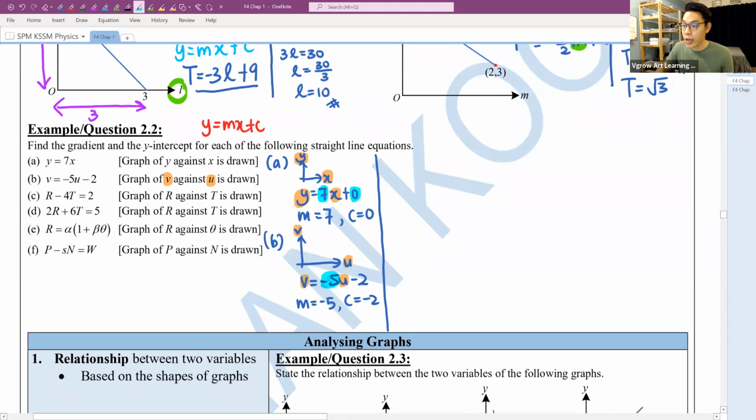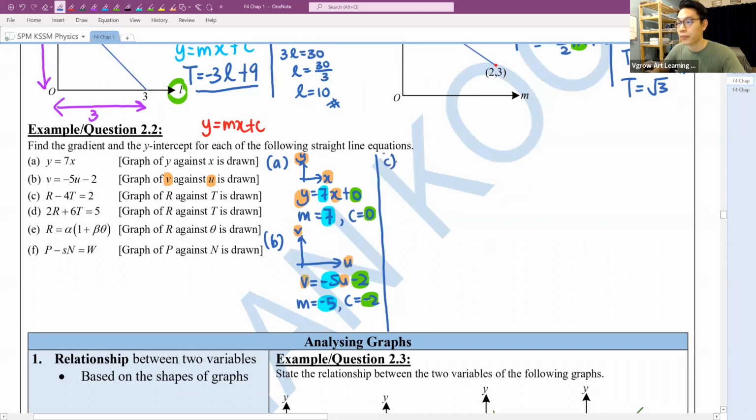Now the gradient comes from here. The y-intercept is behind one. So all the blue color I will highlight as the gradient, so that it's easier to see. All the green color one would be the y-intercept.